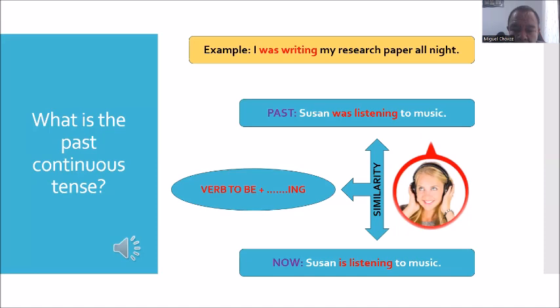The present and past continuous are very similar, but the past continuous uses was and were, the past tense of to be.